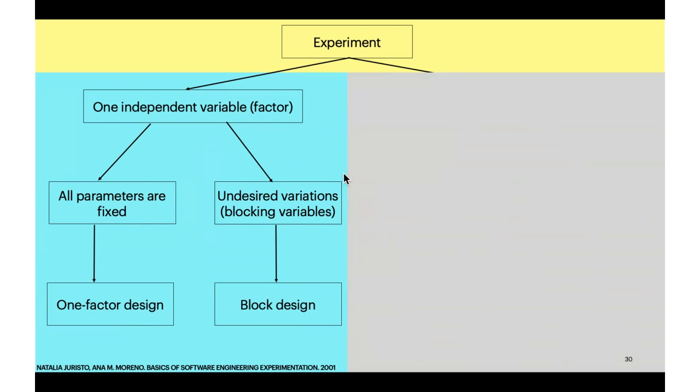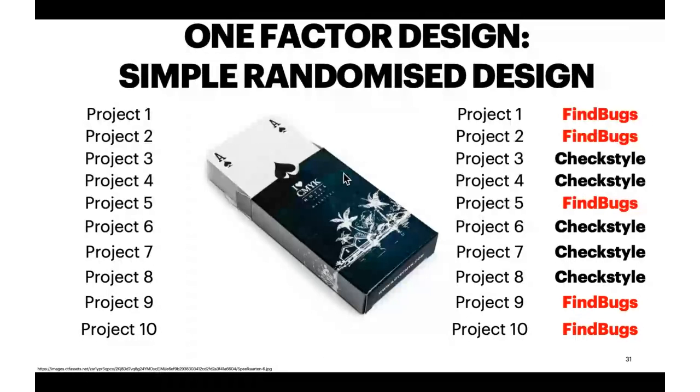So we are going to start with the left-hand side. So we are going to start with a situation when we have one independent variable. And the main idea, and actually the only idea, of simple randomized design, which is the first type of experiment we are going to consider, is that we are going to assign the alternatives to experiments in a random way. So alternatives are factor levels.